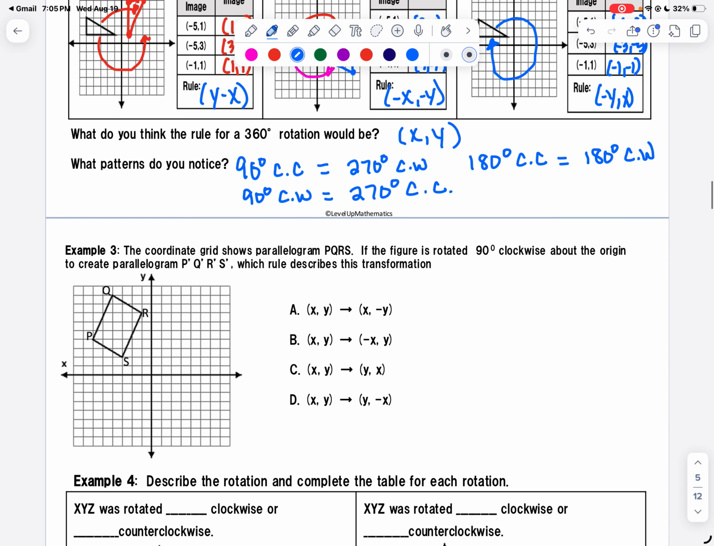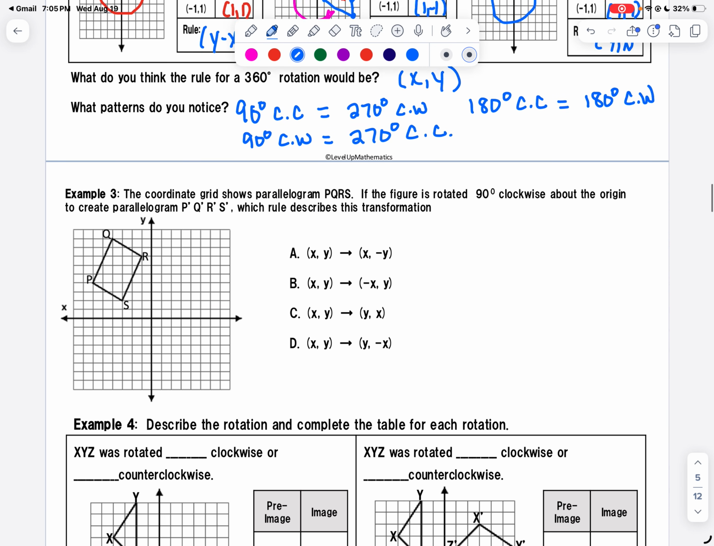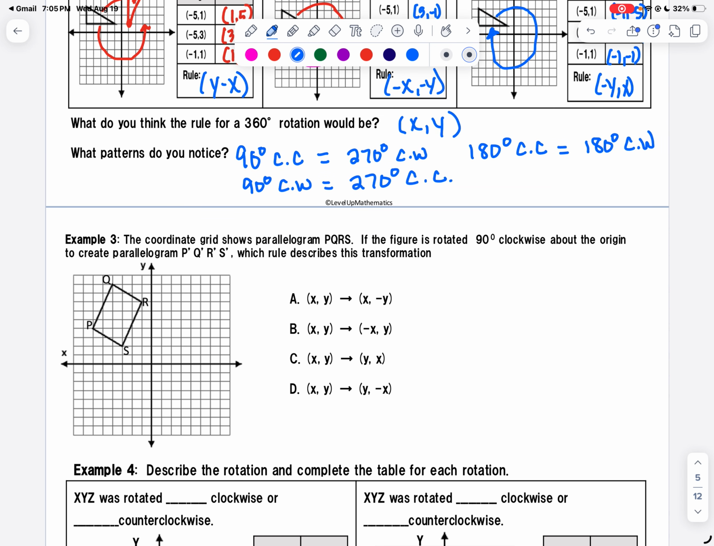All right, example 3. The coordinate grid shows the parallelogram PQRS. If the figure is rotated 90 degrees clockwise, that means it's going to go one quadrant to the right about the origin to create parallelogram P prime, Q prime, R prime, and S prime. Which rule describes this transformation?